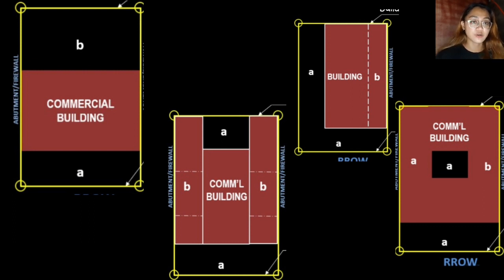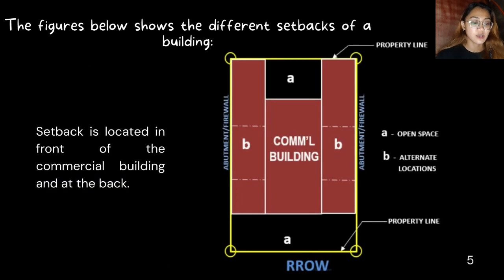These are the figures that show the different setbacks of a building. This is a setback located in front and at the back of the commercial building. In this sample of a setback, it can also be used in household buildings for alternative locations, which we can see on the letter B, and it can be used as a back parking for the commercial building.